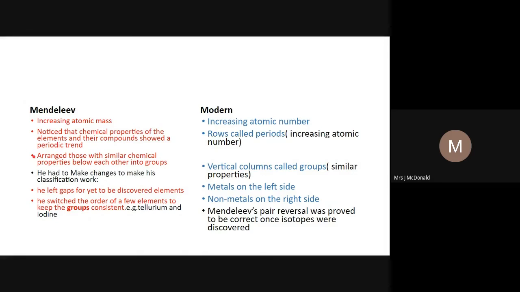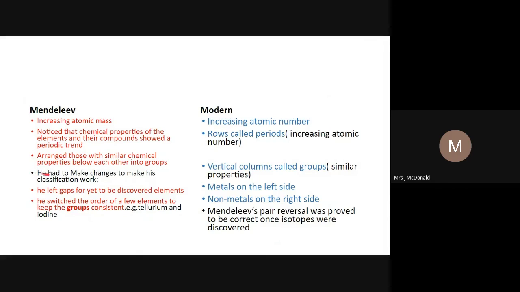Mendeleev arranged those with similar chemical properties below each other into groups. And today, our modern periodic table has vertical columns that we call groups. And again, those elements have similar chemical properties and their compounds have similar properties.